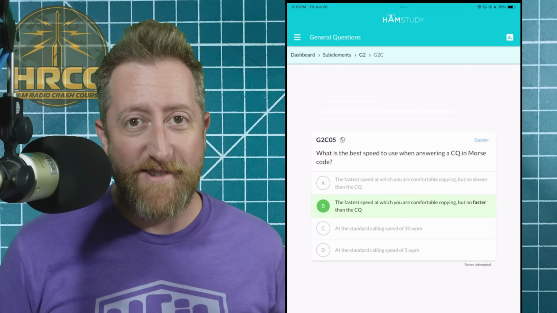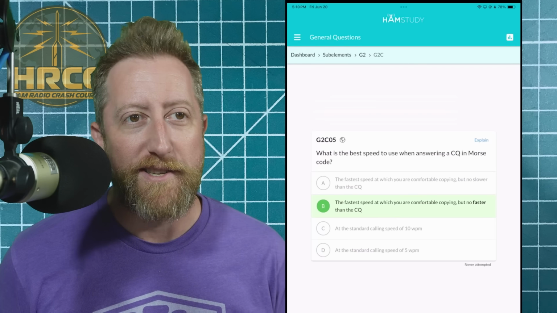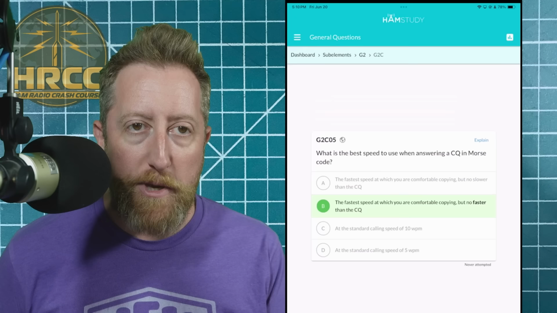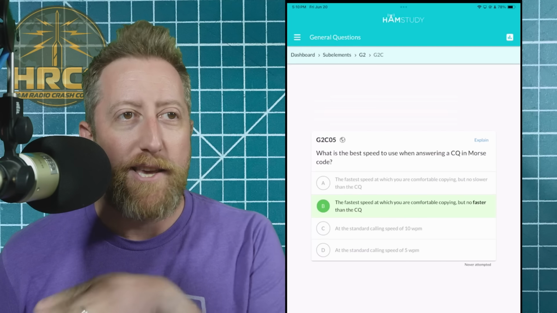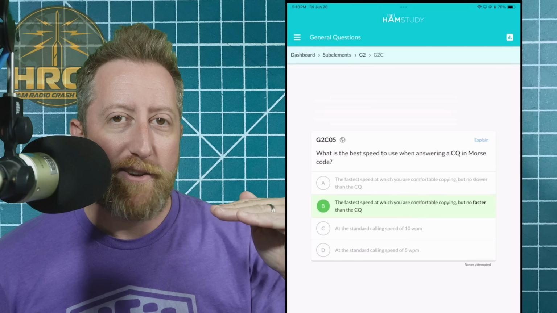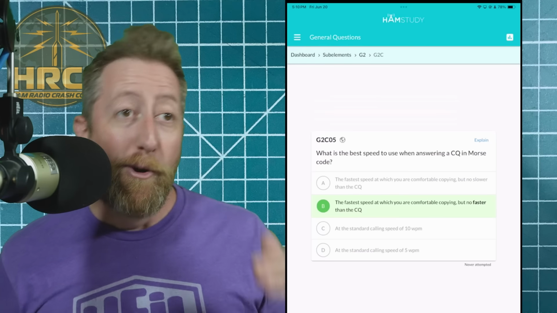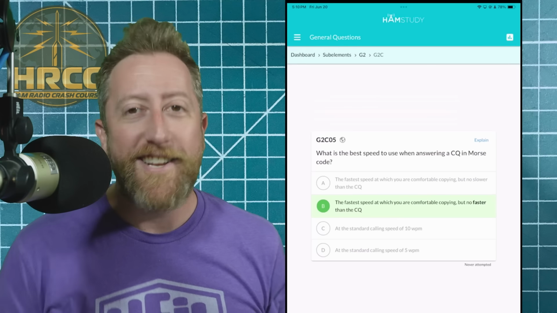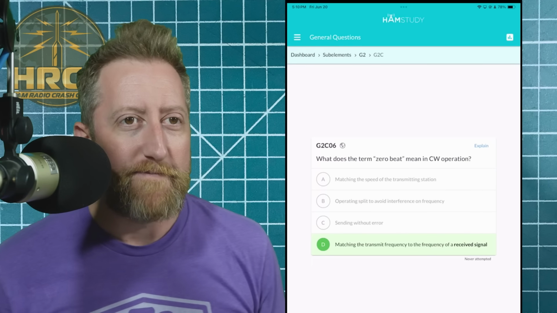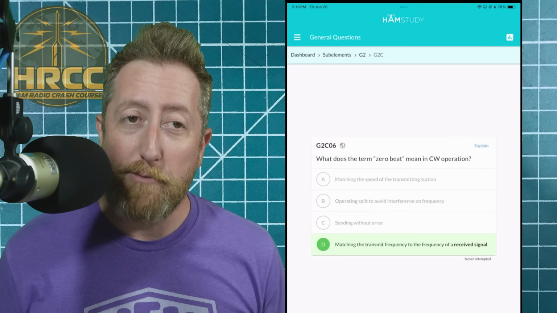This is a very important one and should go along with pretty much all your CW adventures. It is B, the fastest speed at which you are comfortable copying, but no faster than the CQ, right? So they set their level, what they're capable of. You're setting your level, or my level, at what you're capable of. And that's how it works. You don't try and say, oh, I'm just going to send way faster than he is. He already said, I'm going to take you this fast. This is what I want to do. So lower your speed. Number 6, what does the term zero beat mean in CW operation?